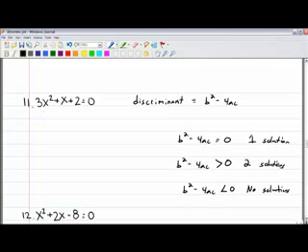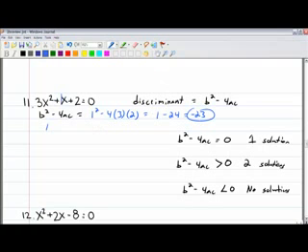So, let's look at this. B squared minus 4ac. Well, b is 1. So 1 squared minus 4 times 3 times 2. That's equal to 1 minus 4 times 3 is 12 times 2 is 24. So negative 23. No solutions.